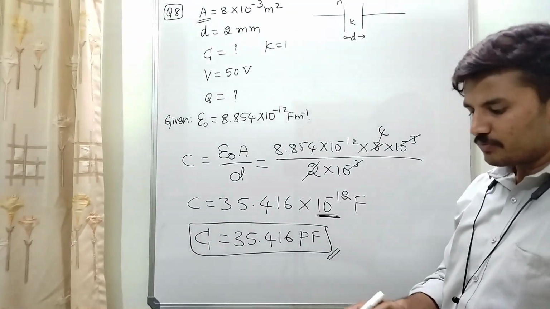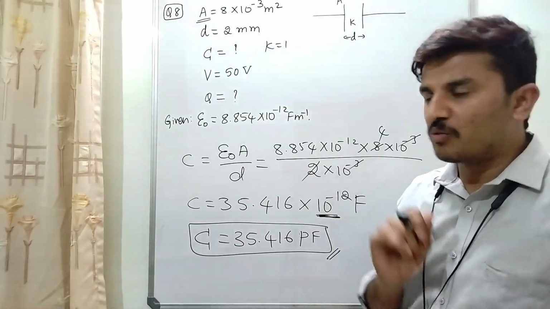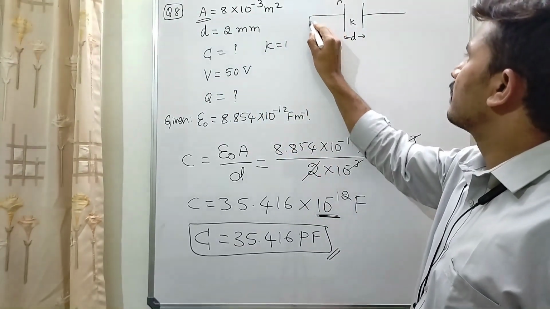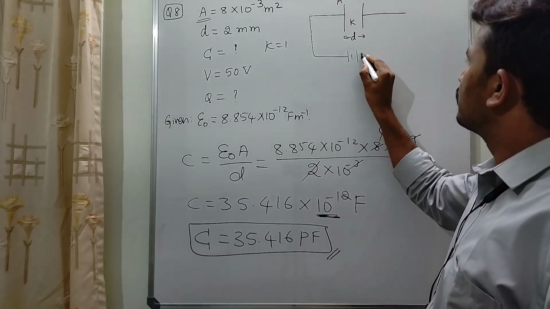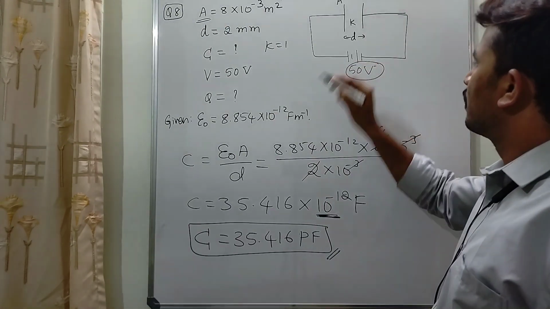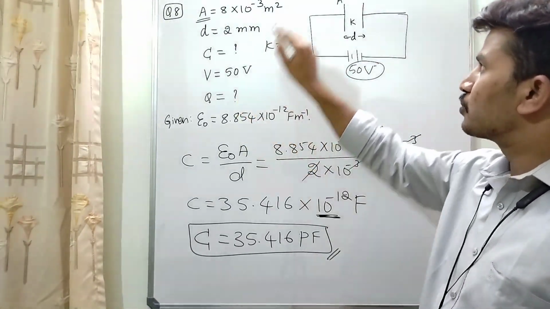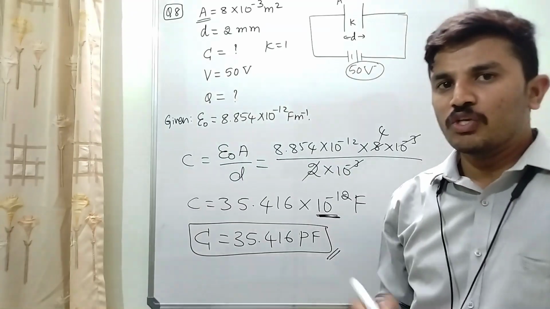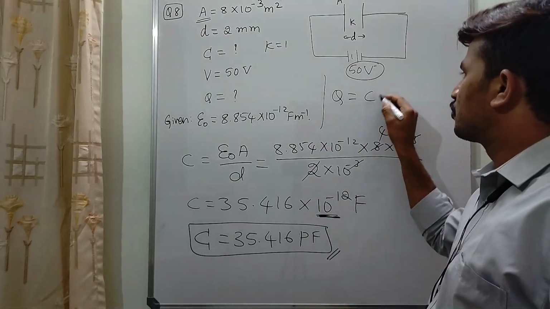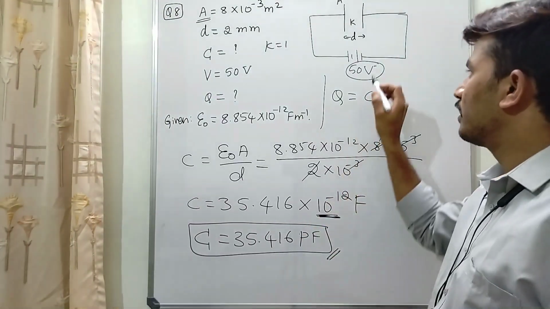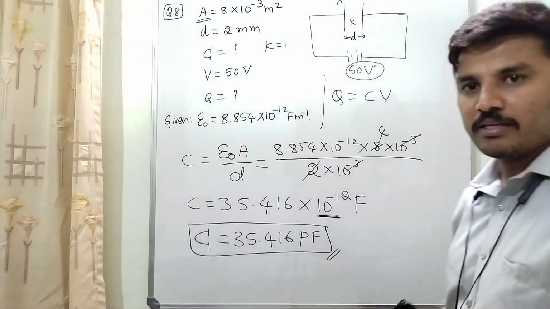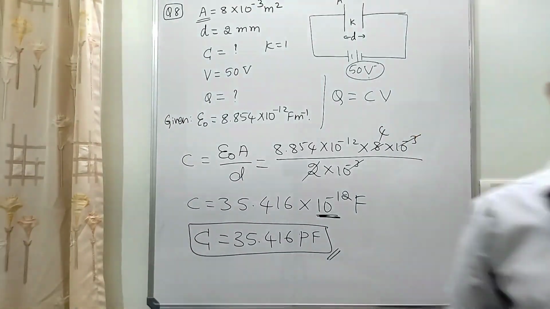Now along with this, they have given one more question. If this capacitor is connected to a battery of potential difference, how much is that? 50 volt. Now what will be the charge stored on the capacitor? I think you know the formula for charge stored on the capacitor, that is Q is equal to C into V. Just simply multiply this voltage 50 volt with the capacitance. So here we can directly multiply.